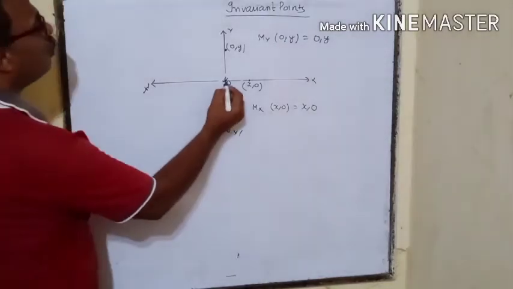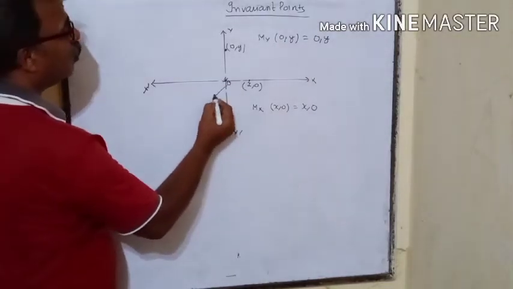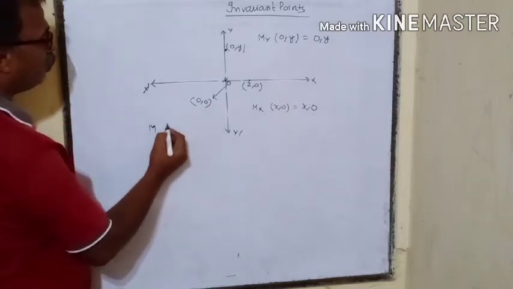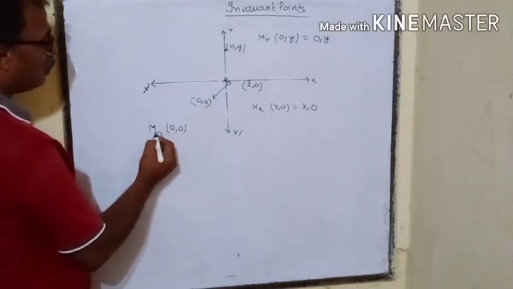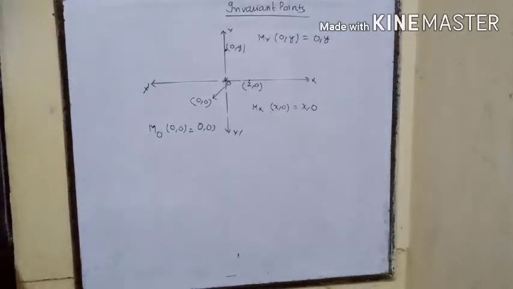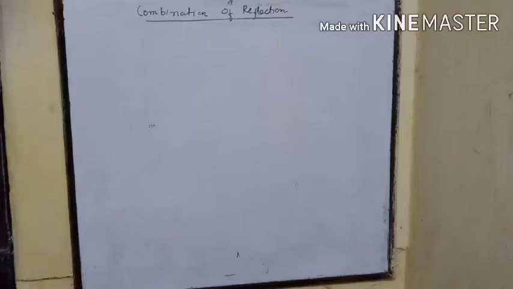And if we talk about origin, its coordinate is (0, 0), and we have to see the reflection of this (0, 0) with respect to origin. It will be (0, 0). So this type of points are called invariant points.